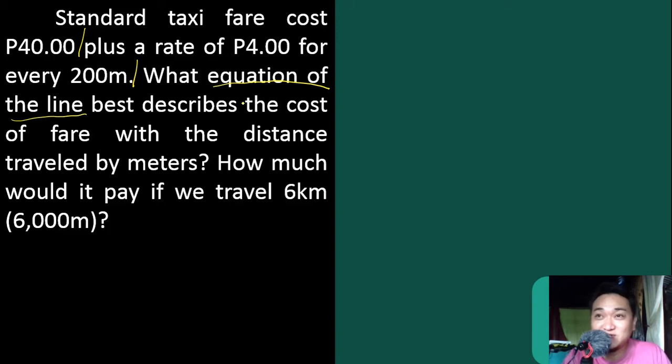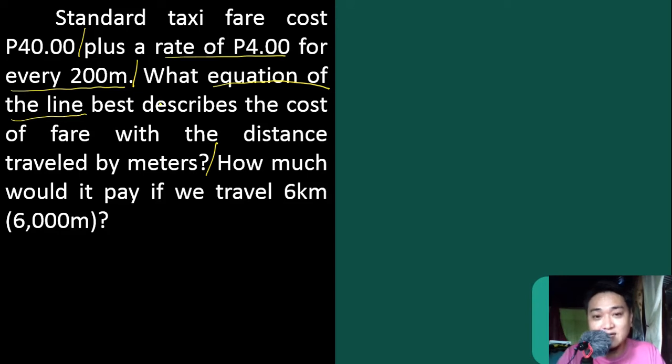So, ano yung magiging equation of the line natin kung yung problem natin would relate to a linear equation? And the second question is, magkano raw yung babayaran natin kung sakasakali nag-travel tayo, let's say, 6,000 meters. Ano po? So, una munang gawin natin is, let us first identify those given values. One of the given values is actually the rate of fare for every 200 meters.